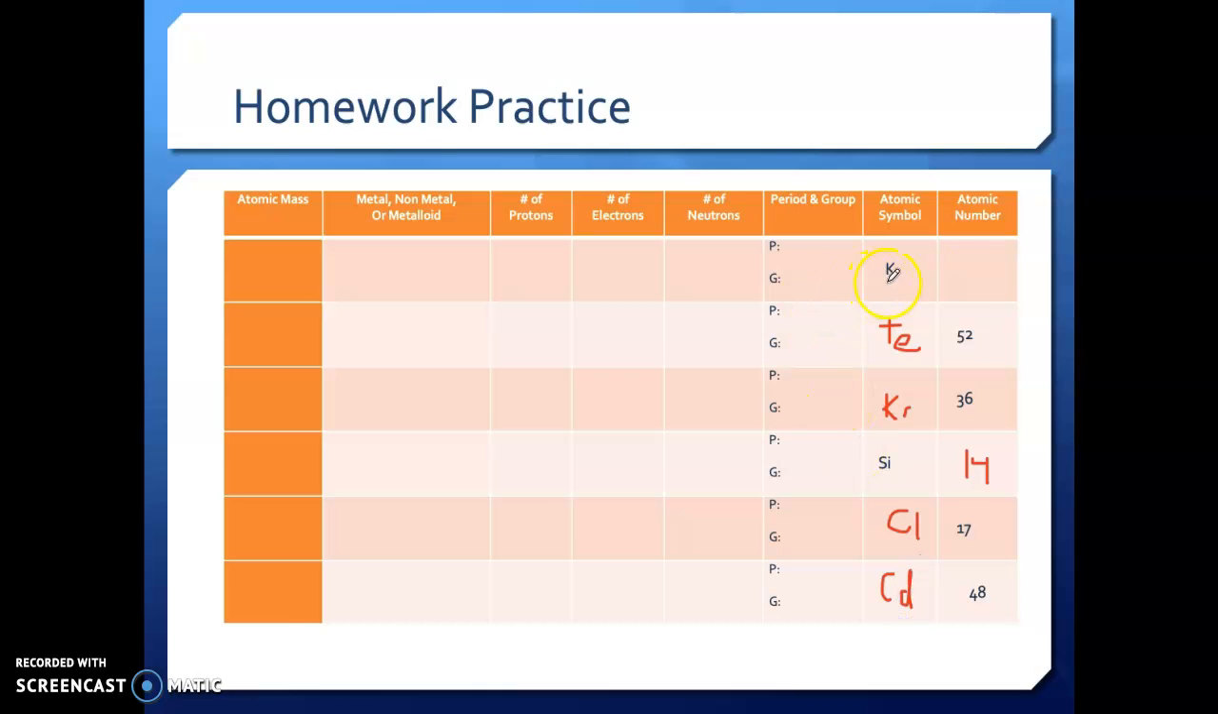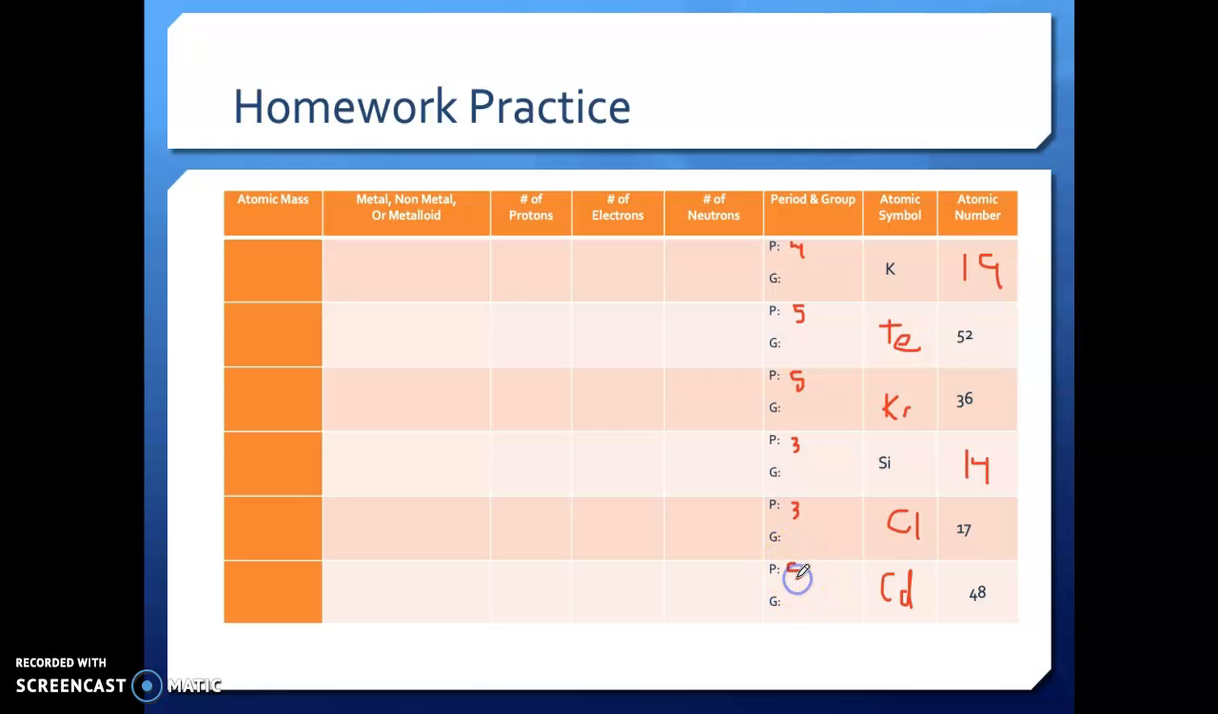Okay, period. And remember, potassium's 19. Period is row, so potassium is row 4. Te is row 2, 3, 4, 5. Krypton is row 1, 2, 3, 4, 5 as well. And silicon is row 3. Yep, great. Chlorine is also row 3. And cadmium is row 5 as well.